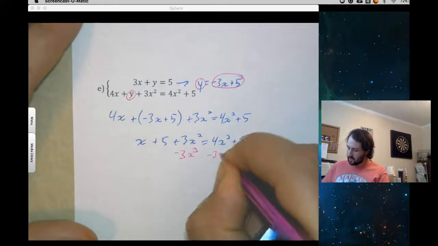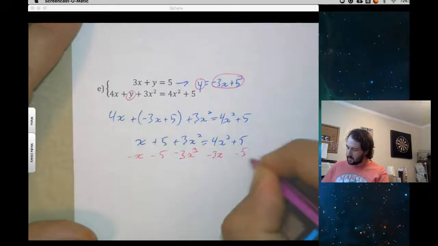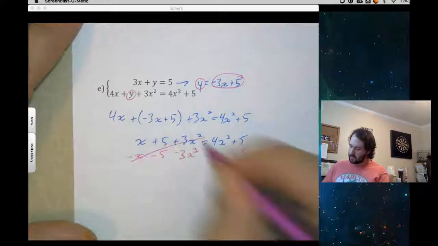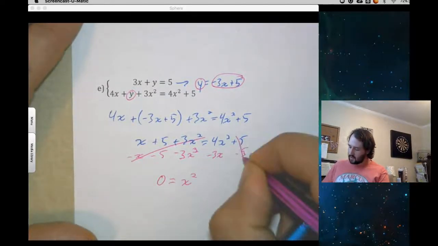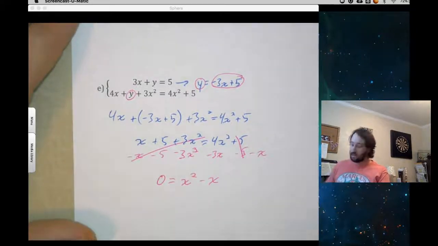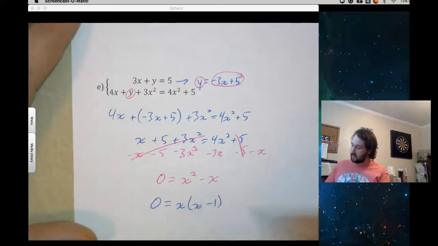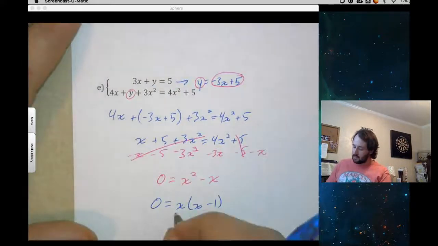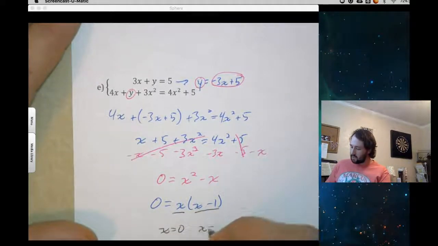So minus 3x squared, minus 5, minus x. That side will make 0 now, and I have 0 equals x squared. Minus 5 plus 5 makes 0, so I have x squared minus x. Again, we can take out a common factor: 0 equals x times (x minus 1). This first one, just x, will give me the solution when x equals 0. This one will give me x equals 1.